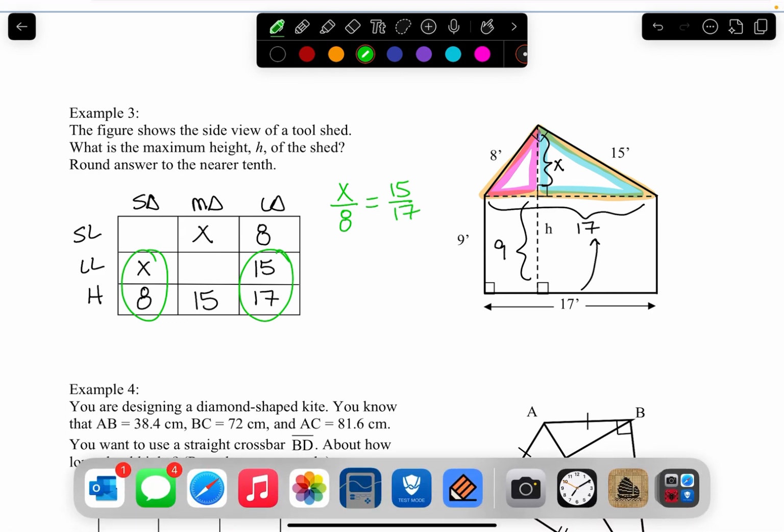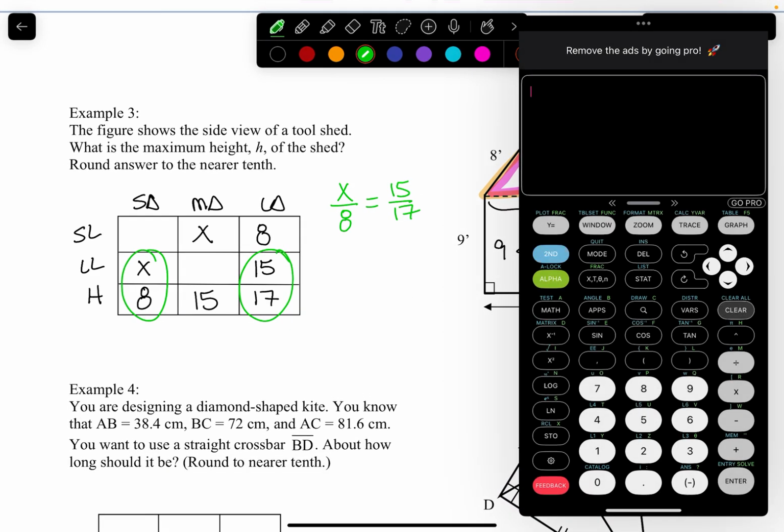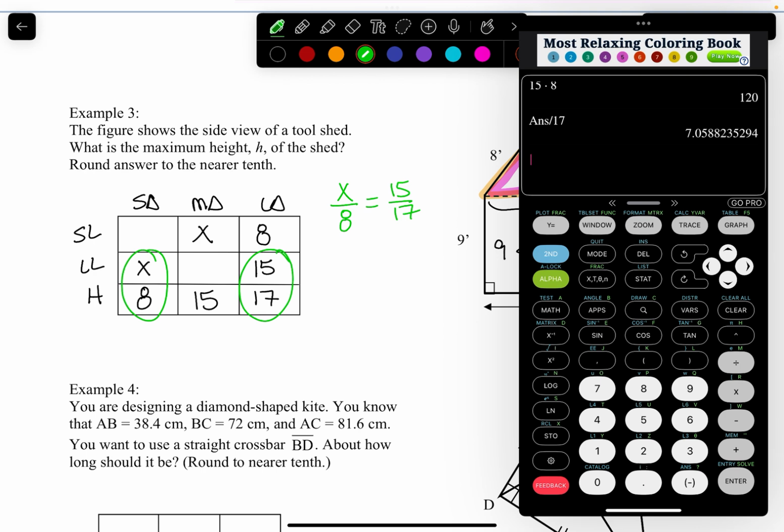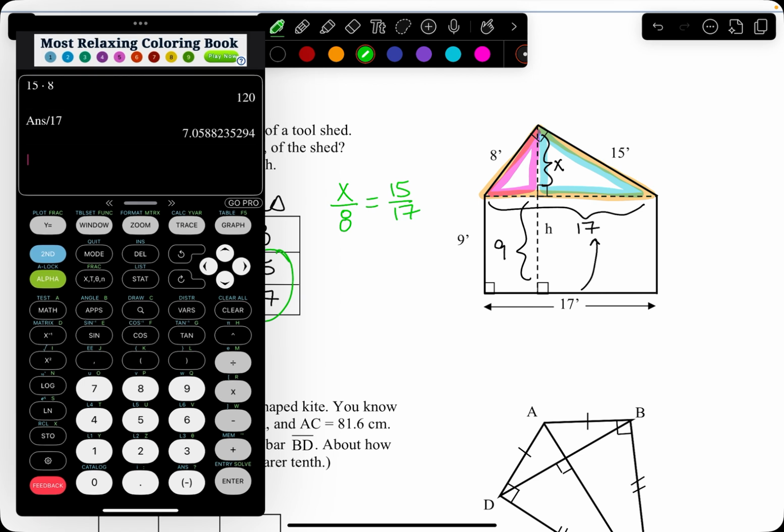Let me pull up my calculator here because I do need a decimal for this. All right, so we've got 15 times 8 divided by 17. That answer is X. As a reminder, that's just this bit. I still have to go back and add to it the 9 feet that the shed is from the bottom of the shed to where the roof starts. I'm going to leave my decimal like I have it, that really long decimal, because I don't want to round until the very end. If I round now and then I round again, I'm getting further and further away from exact form. So I'm going to leave my decimal like that.